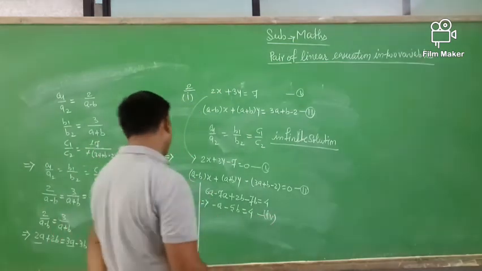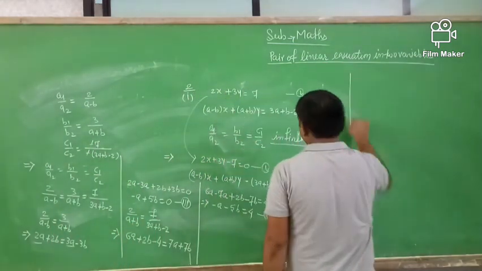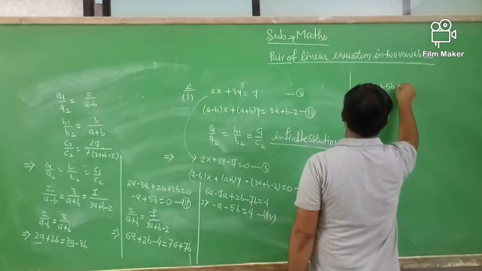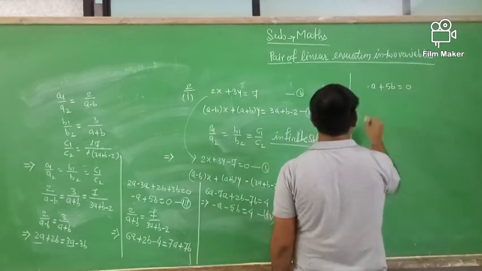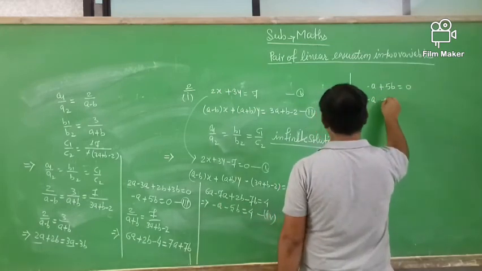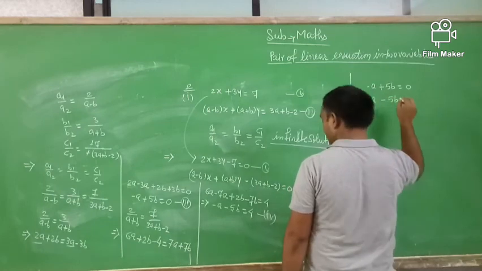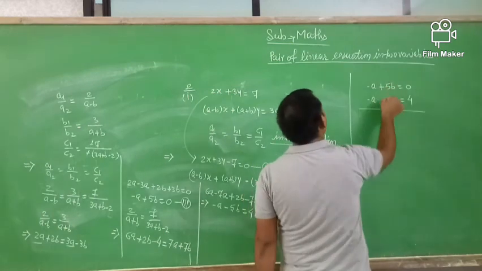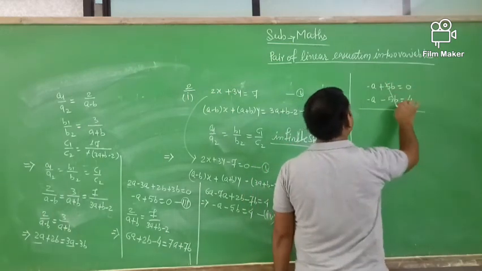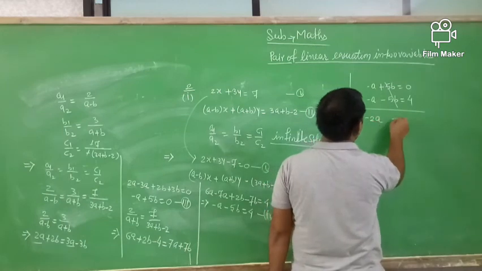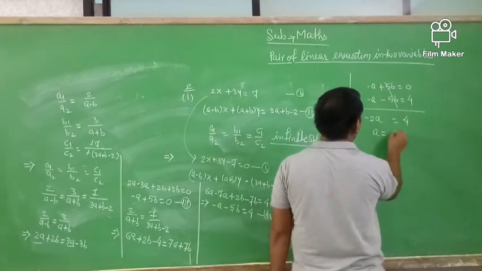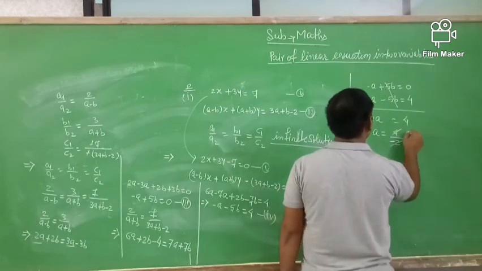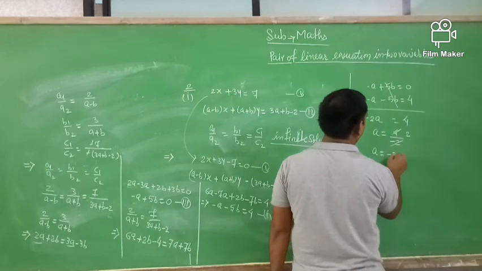So according to equations number third and 4, the equation number third is −a + 5b = 0 and equation 4 is −a − 5b = 4. Here both signs are different, so after the sum 5b is cancelled by 5b, so this is −2a, equal to 4. So a is equal to 4 upon −2, which is −2. So a is equal to −2.